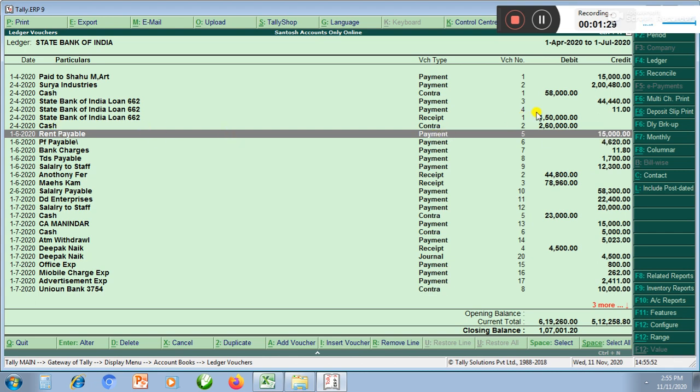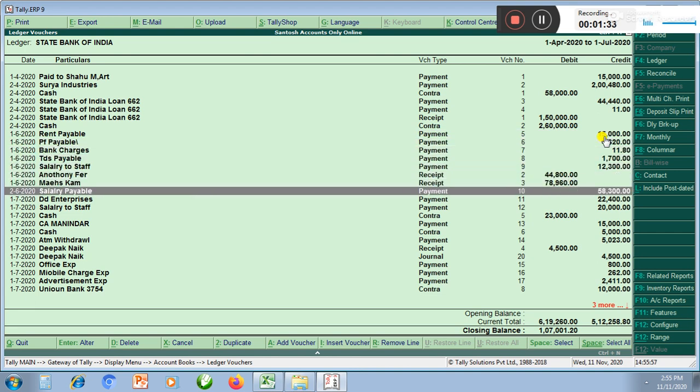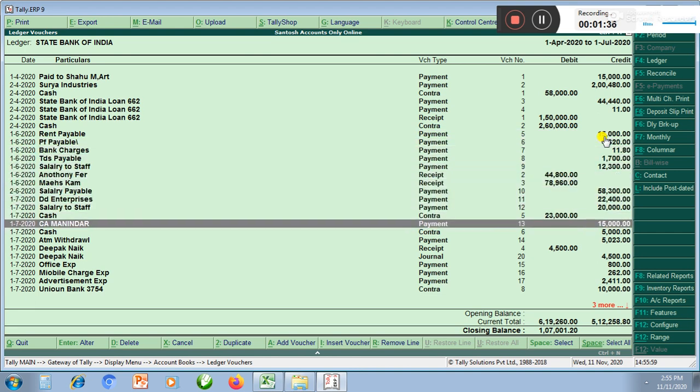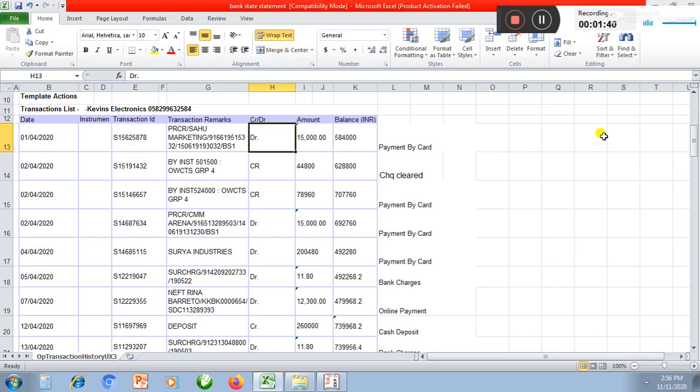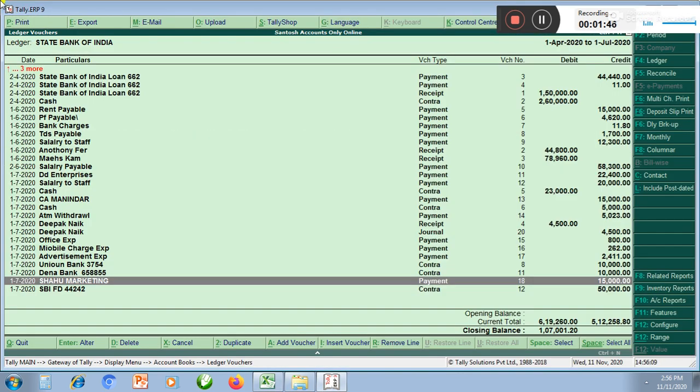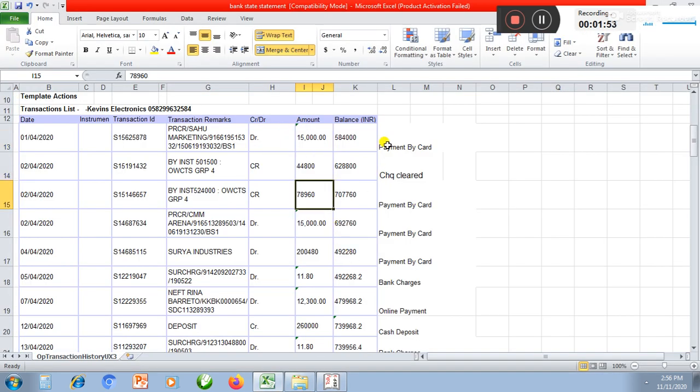On the credit side, 15,000 you can check here. Say rent payable is there, 15,000. Any other entries of 15,000? One more is there, CA Maninder. Any other? CA this 15. Shahu Marketing, it is there. That means this entry is done. If the entry is already there, don't pass it. If the entry is not there, you know how to pass it. You either click here, add voucher, or press Alt A to add the voucher. So like this, I have explained the debit entries.